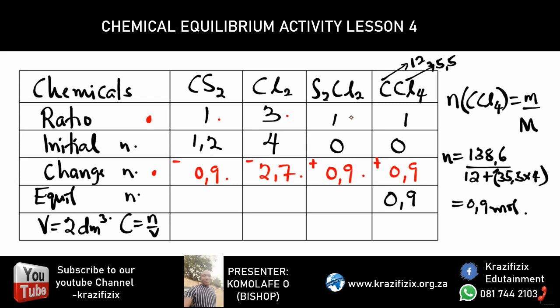Now we subtract and add. 1,2 minus 0,9 would give me 0,3. 4 minus 2,7 would give me 1,3. 0 plus 0,9 would give me 0,9. Now we can work out the concentrations, dividing by the volume. 0,3 divided by 2 is 0,15. 1,3 divided by 2 would give me 0,65. 0,9 divided by 2 would give me 0,45. And 0,9 divided by 2 again would give me 0,45. So my table is set.